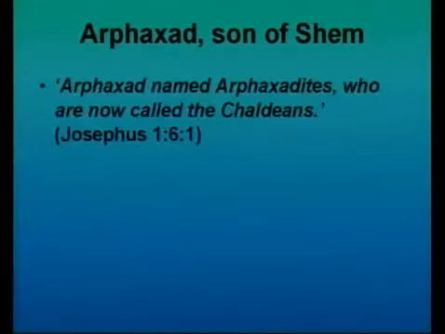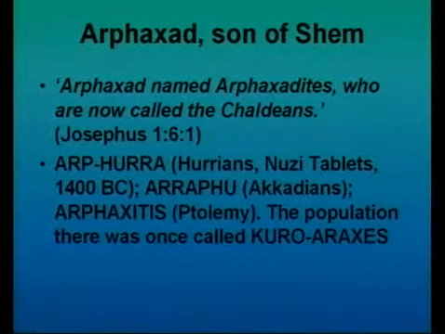Now, here's another son of Shem, Arphaxad. And Josephus says he was the father of what was eventually known as the Chaldeans. You probably all heard of the Chaldeans. They were famous as the Magi in Iraq and Iran. They were famous for astronomy, and they were the wise men, even had great influence on kings and decisions made in government.